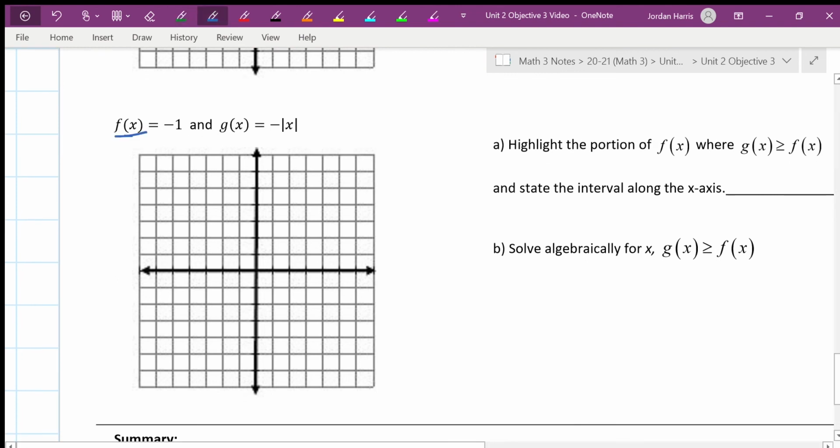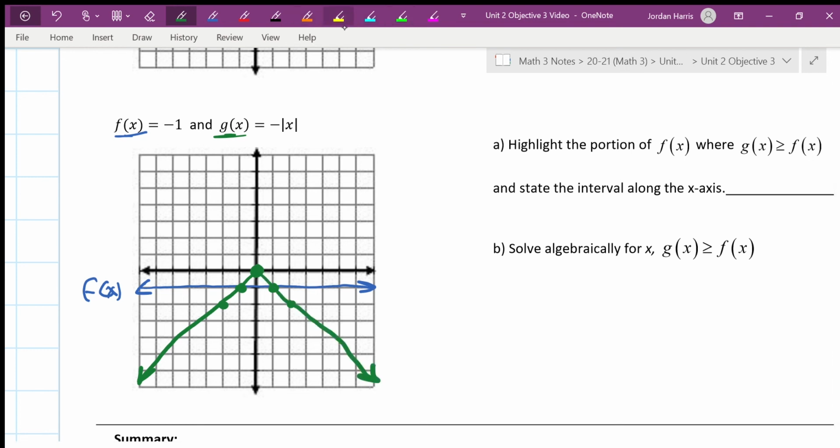Okay, now f of x, oh no, I've switched it up on you. It doesn't really matter. F of x equals negative 1, so we draw the horizontal line first. G of x is negative absolute value of x. So it's a V shape going down. I'm not going to draw the points because I can see already where they're going to intersect. And there we have it.